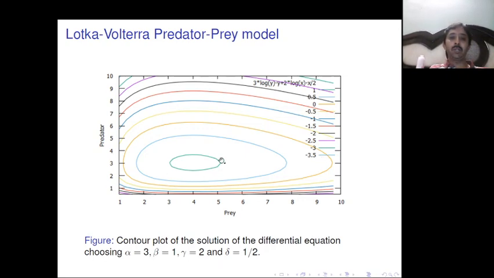So as we can see here, each of these plots is basically a closed curve, closed contour, and we have taken the x-axis to be the prey and the y-axis to be the predator. So this is going to be the plot of the given function for various values of c for specific values of α, β, γ and δ. Now how do we interpret this solution?